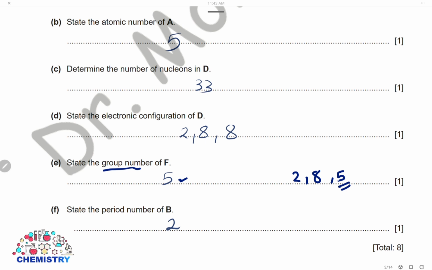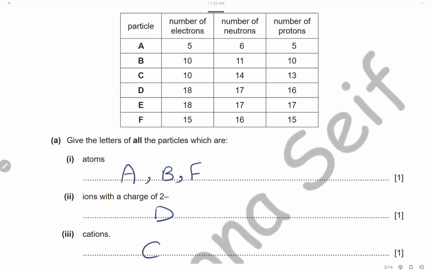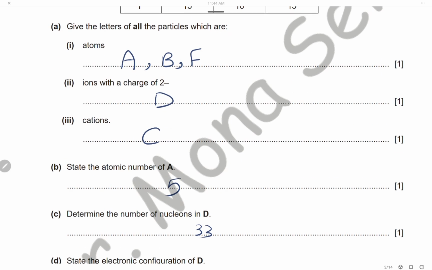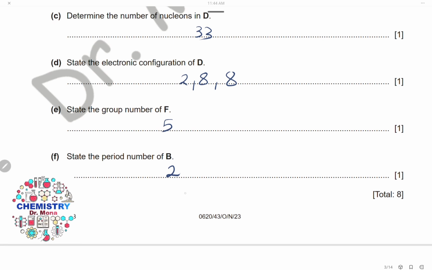State the period number of B. The period number is the number of shells. So we will search for the number of shells for B. B has 10 electrons. They will be distributed as 2, 8. That means electrons are distributed in 2 shells. That means B is in period 2. The answer here will be 2.